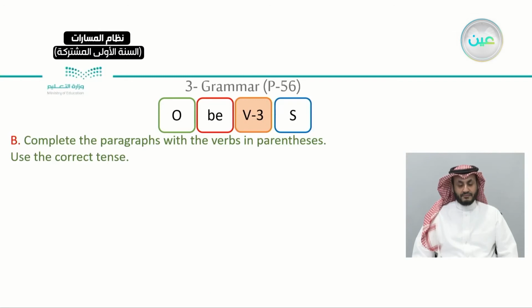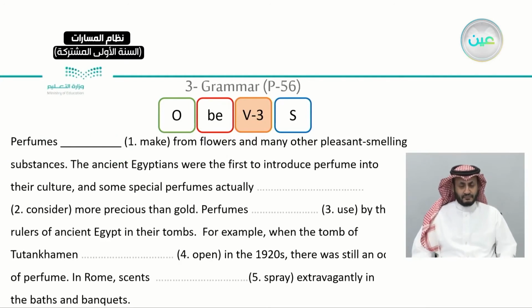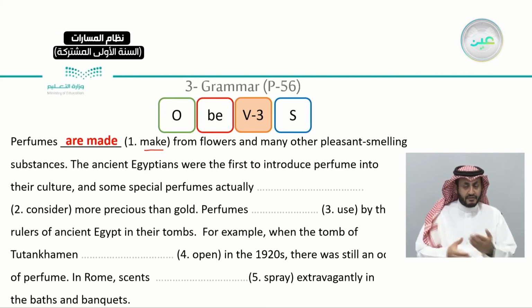Here, in the same page, page 56, you will complete the paragraph with the verbs in parentheses, between brackets. Use the correct tense. Here we go. Here we're still speaking about perfumes. This is the verb that we're going to use. Perfumes make from flowers and many other pleasant smelling substances. Which tense? We do it since a long time ago until today. So, present. So, they are made from flowers and many other pleasant smelling substances.